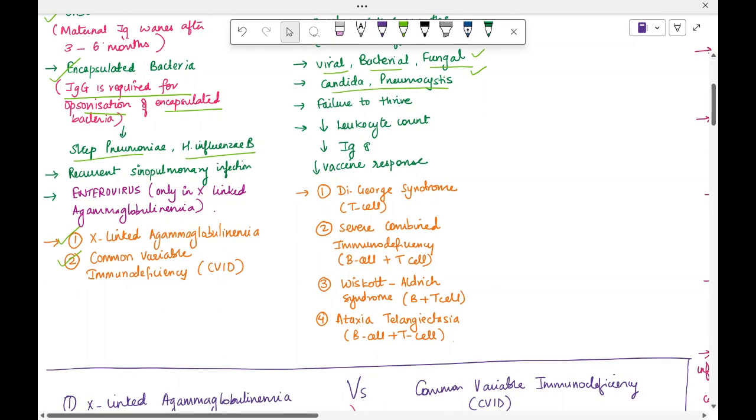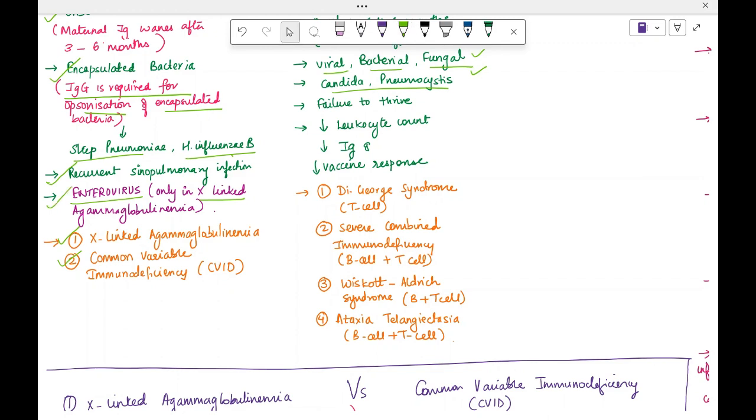Okay, now the next step. Usually these strep pneumoniae and H influenzae are causing the recurrent sinopulmonary infections. That is why we have recurrent sinopulmonary infections. Okay, now particularly in X-linked agammaglobulinemia, we have recurrent enterovirus infection.